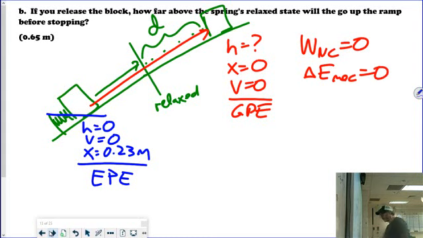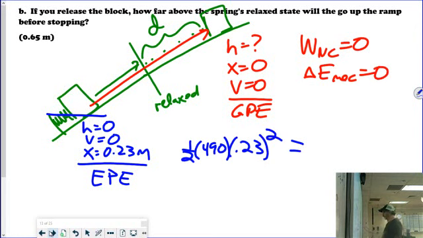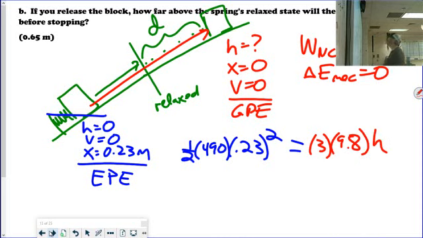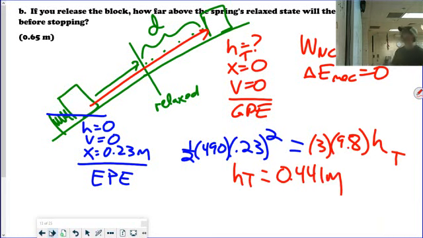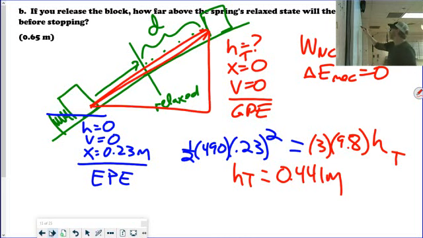So at the bottom point, I've got elastic potential energy, 1/2 times k times x squared, equals the GPE at the top, which is the mass times 9.8 times the height at the top. Let's call that h_t, so we're not reusing a variable. Okay. Well, that means then that the height at the top, if you solve this mess, gives you 0.441 meters. So that's this height right here.